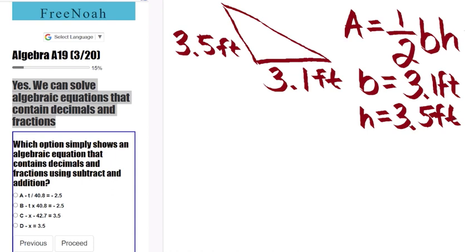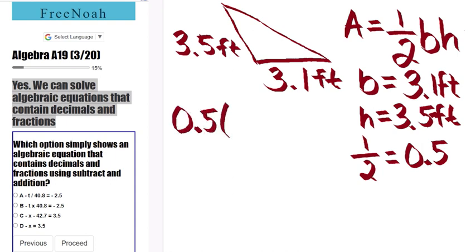First thing we do is label the base and label the height. The base is 3 and 1/10, and the height is 3 and 5/10. 1 over 2 in decimal form is 0.5, half. Now we just simply substitute it in our formula here. So we have half times 3 and 1/10 times 3 and 5/10.